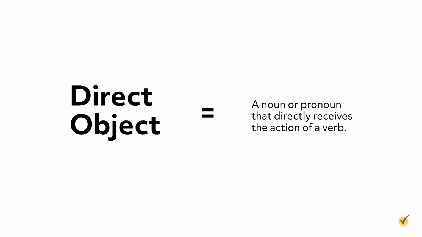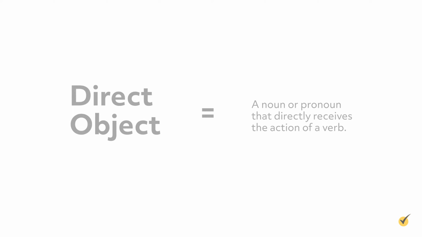A direct object is a noun or pronoun that directly receives the action of a verb. A good way to find a direct object in a sentence is to find the verb and then ask the question, who or what? Let's look back at the example sentence from earlier. Jake threw the ball. The object in this sentence, which we identified as ball, is a direct object. If we look at the verb threw and ask who or what is being thrown, the answer is ball.